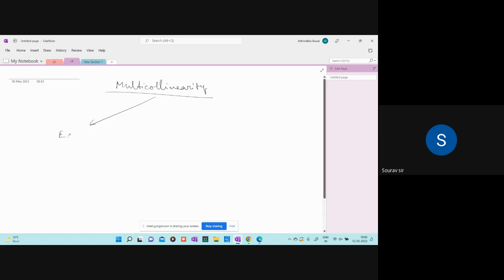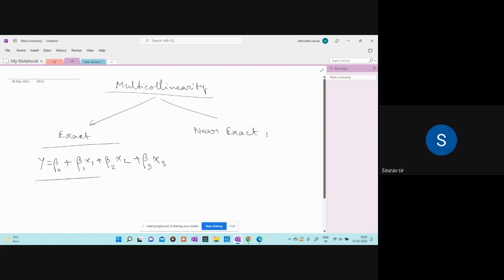One is exact multicollinearity and one is near exact multicollinearity. So what is exact multicollinearity? If we have in a multiple regression equation the correlation between the two regressors x2 and x3, suppose we have an equation like this, since we are discussing in the context of three-variate regression. Suppose this is my equation.